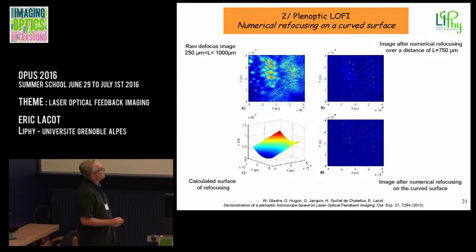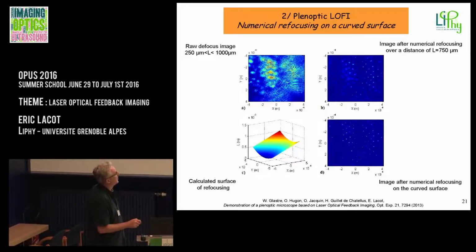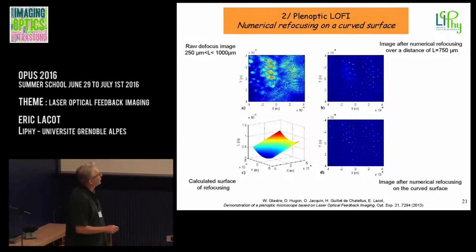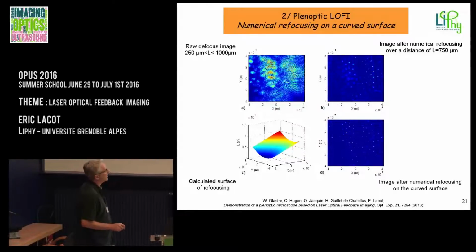Here you can see the image after numerical refocusing in an intermediate plane, and as we can see, only a small part of the beads are flat, due to the fact that only a small part of the image is well refocused. And here you can see the best refocusing surface after scanning in different planes. And here you can see the silica beads located on its surface.